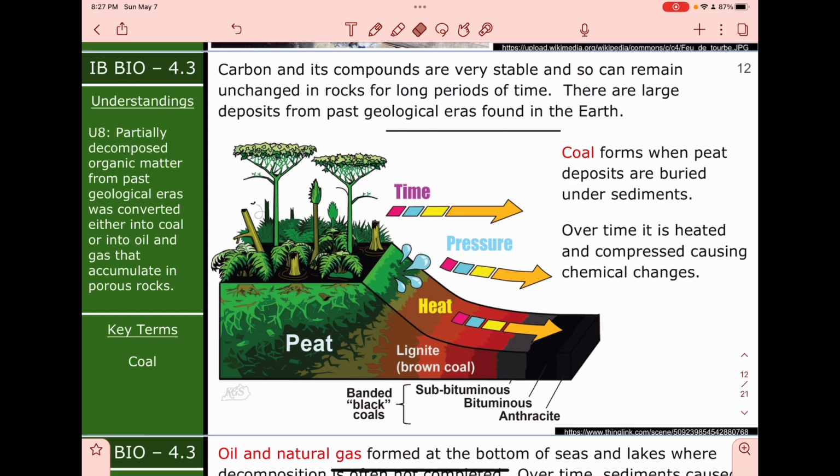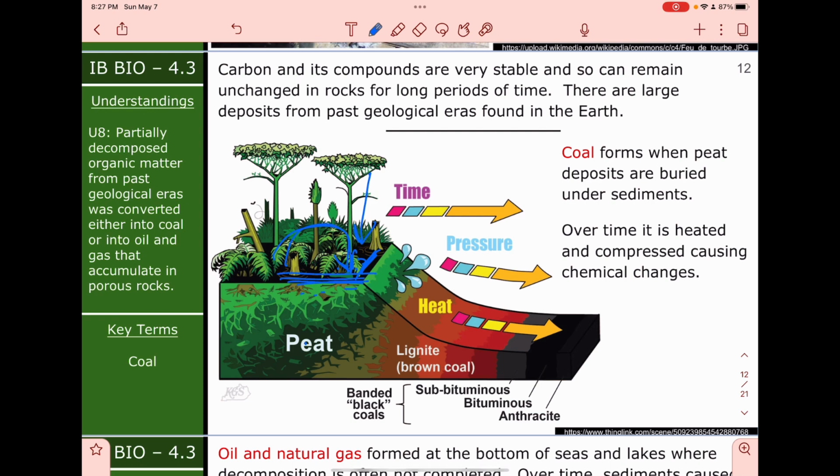So partially decomposed organic matter from past geological eras was converted either into coal or into oil and gas that accumulate in porous rocks. So let's talk about what happens. I told you, you have organic matter. It falls down. It's wet and swampy. It keeps dying. More leaves fall on top of it. So you create these stacks, and you can see that here.